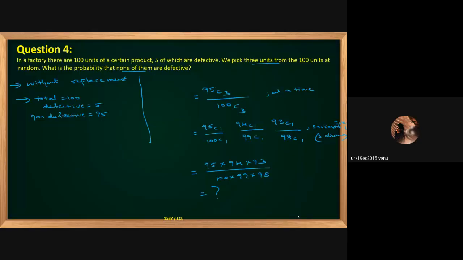Defective, and we have to draw 3 units. 5 of them are defective. We have to draw 3 units. What is the probability that none of them are defective?